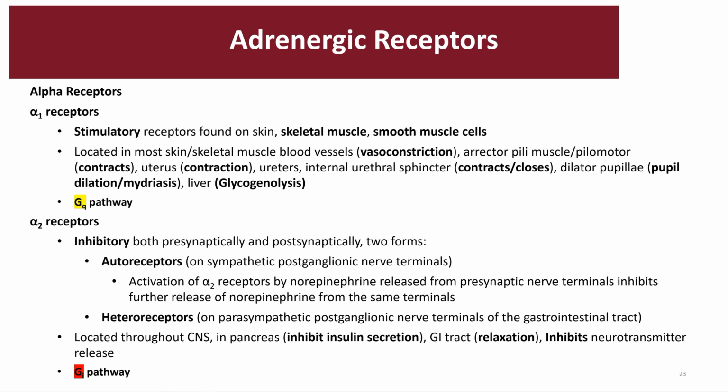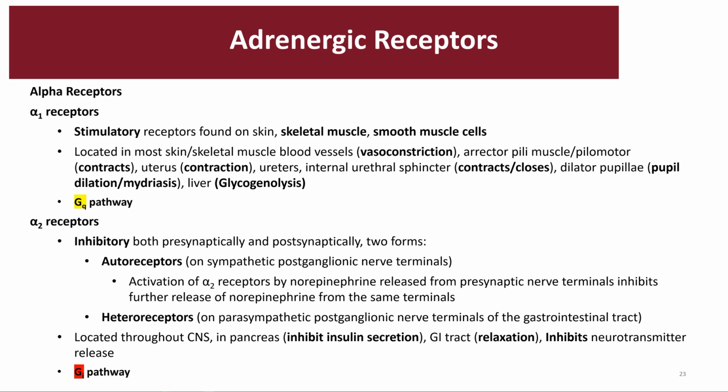Alpha 2 receptors are predominantly of a more metabolic function and are also found mostly in the CNS, but they're located in the pancreas, where they can inhibit insulin secretion, and they're also utilized in the GI sphincters. They could be inhibitory both presynaptically and postsynaptically. There are two forms of the alpha 2 receptor. The first form is called an autoreceptor. These are the ones found on the sympathetic postganglionic nerve terminal inside the CNS.